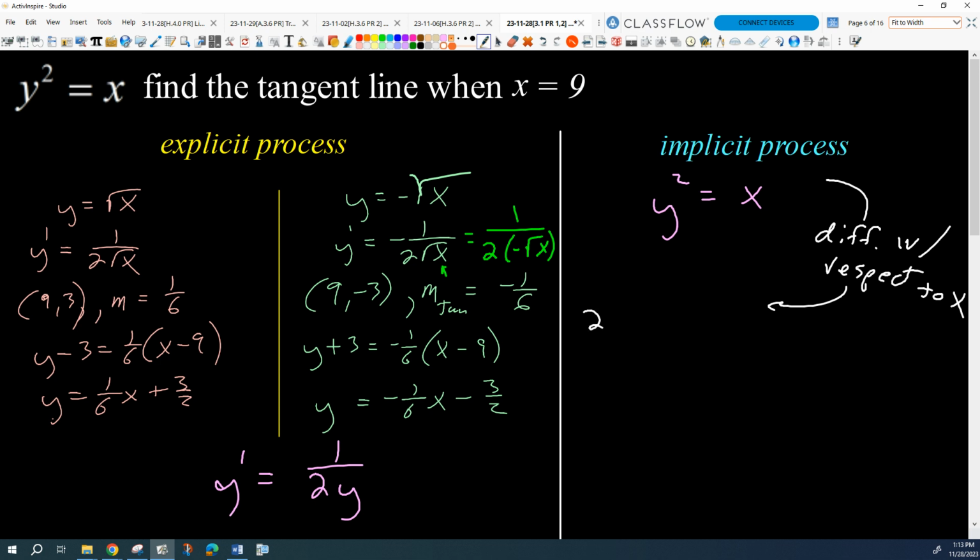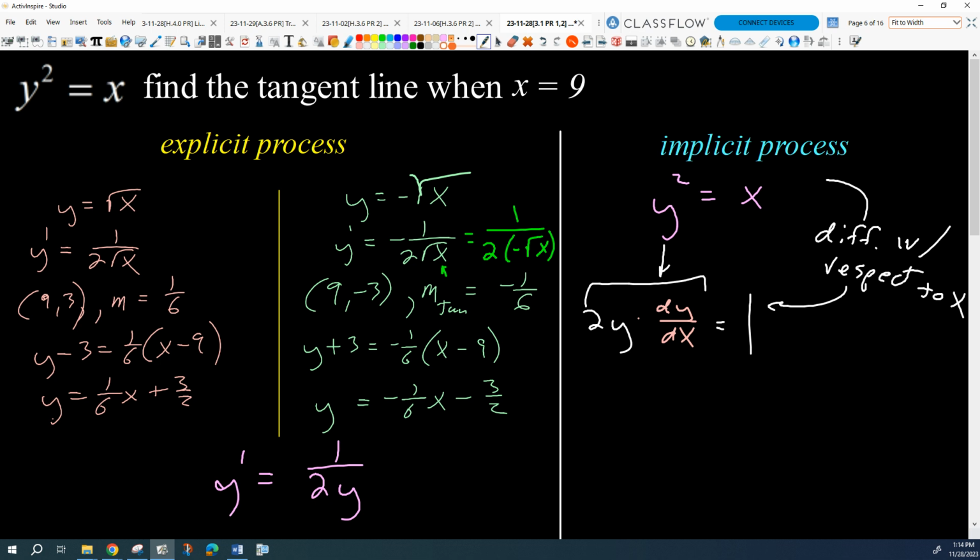It gives me 2y times dy dx, right? Everybody agree? Aha. 2y times dy dx. How about on the other side if I differentiate with respect to x? What do I get? What's the derivative of x with respect to x? 1, right? That's an easy one. I'm differentiating with respect to that variable. So I just get 1.